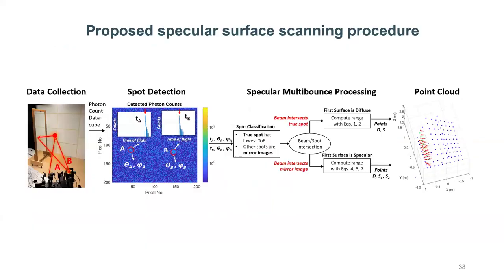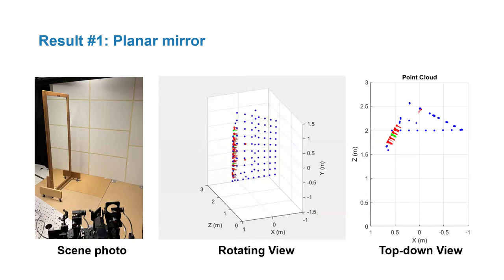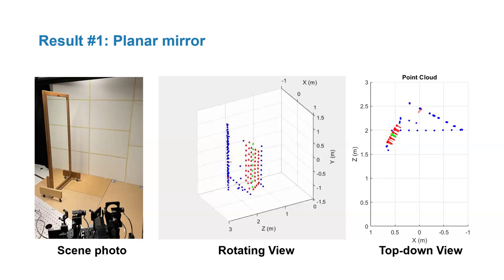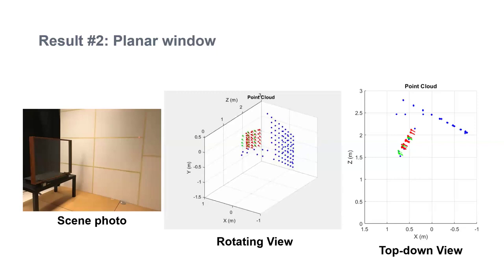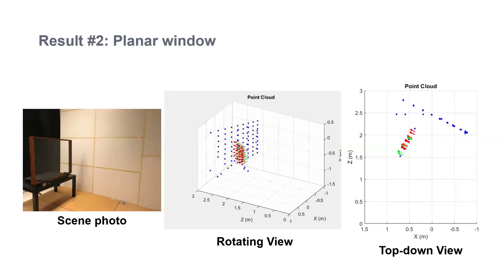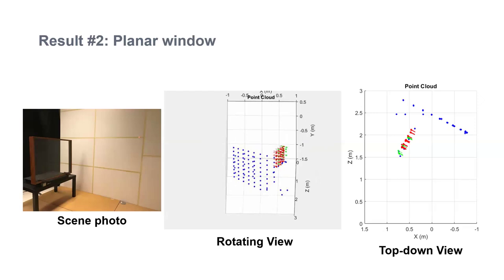And you might notice if you look closely that we also plot the surface normals of all points in the specular surface. It's actually straightforward to compute those using the law of specular reflection. And then in the second experiment, we scanned a similar scene that had a glass window in it instead of a mirror. And you can see that, like the first example, we're able to successfully recover size, shape, position, orientation of the window relative to the back wall. So this is also a successful result.